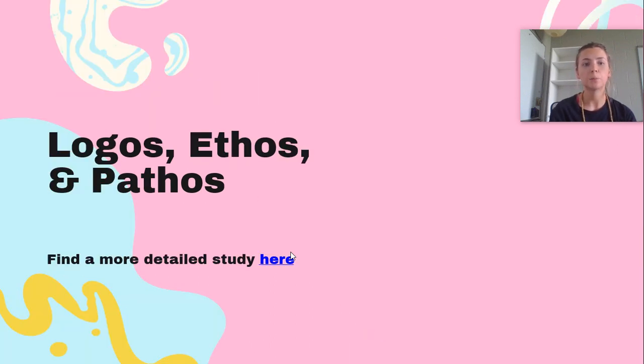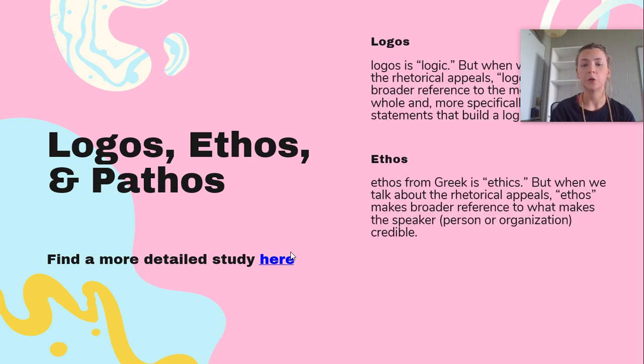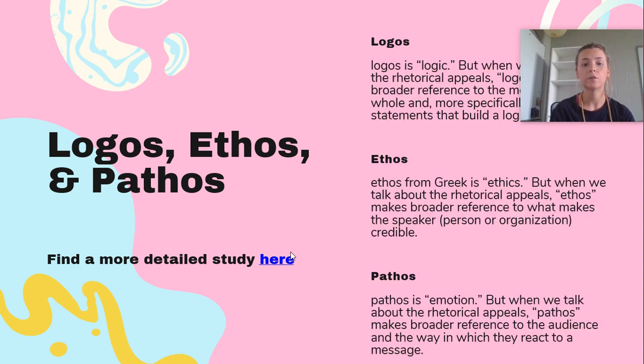And then giving a brief lesson, more of a refresher for older students, on Logos, Ethos, Pathos, and what each of those entail. And then if students are still stuck here, the link attached in blue gives a more detailed study of what each of these rhetorical elements are.